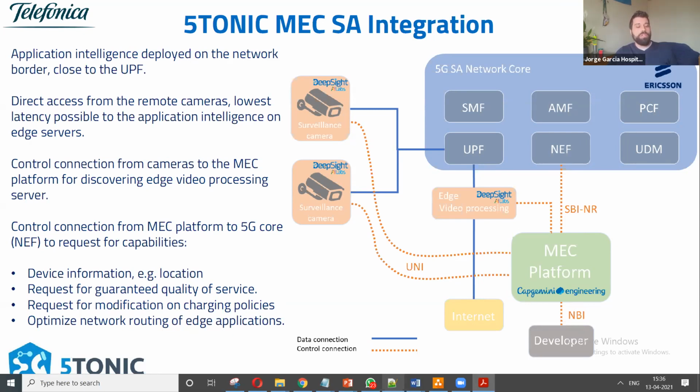But we also wanted to do more things. We want to have a complete edge service. That is why we have these additional interfaces, starting, for instance, with the UNI, the connection from the cameras to the MEC platform, that can manage the connection and allow this camera to discover which servers it needs to connect to. But we also have additional interfaces, starting again with the northbound interface, so that the developers, in this case DeepSight, can easily deploy the application. And we also have this advanced interface, the network connection to the NEF.